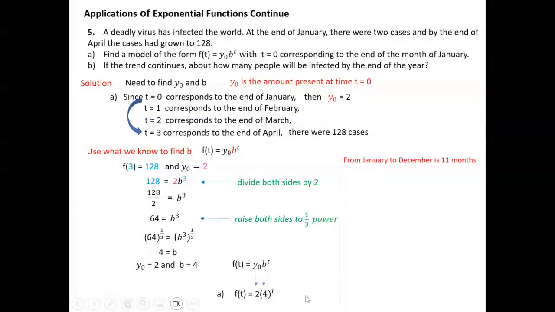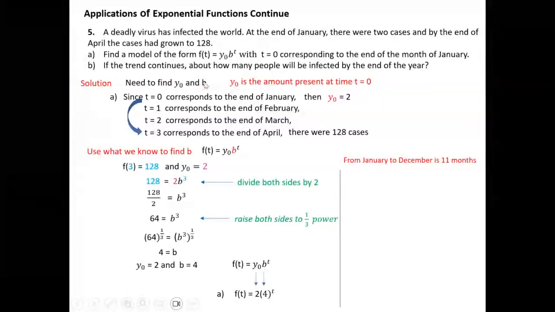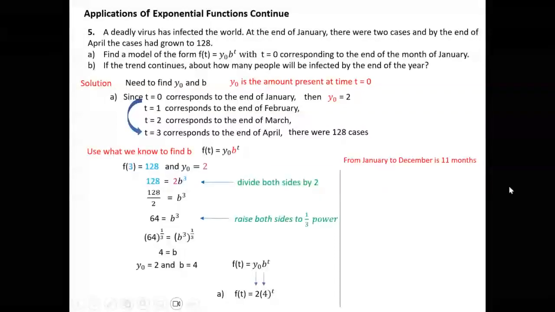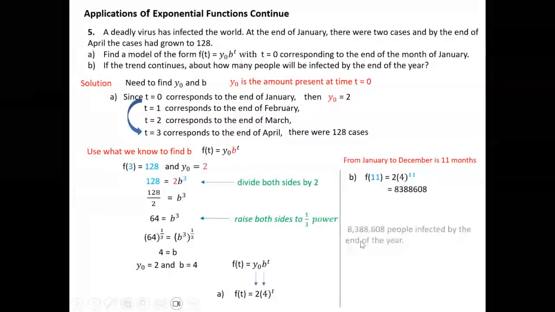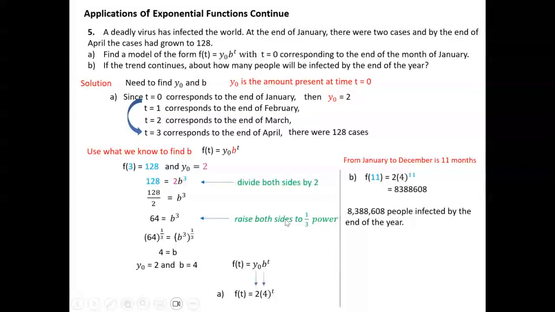Now, the second part: if the trend continues, about how many people will be infected by the end of the year? Okay. By the end of the year means by the end of December. So we count from the end of January to the end of December, which is going to give us 11 months. So we're going to evaluate the function from part A at 11, which means we plug 11 in where the t is. That's going to give us 8,388,608 people would be infected by the end of the year.